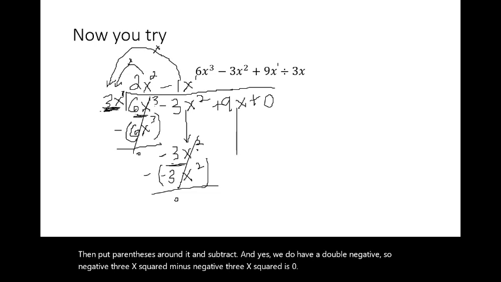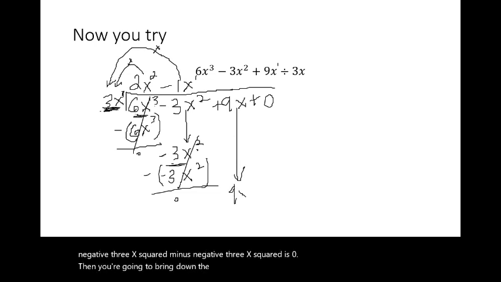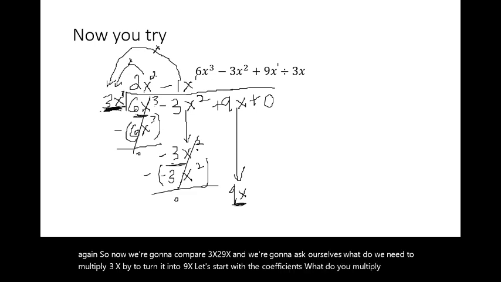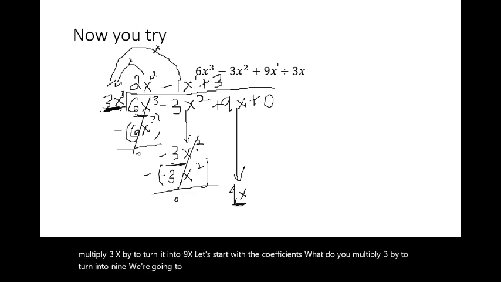Then you're going to bring down the 9x, and then we're going to do some comparisons again. So now we're going to compare 3x to 9x, and we're going to ask ourselves, what do we need to multiply 3x by to turn it into 9x? Well, let's start with the coefficients. What do you multiply 3 by to turn it into 9? Well, you're going to multiply it by positive 3.